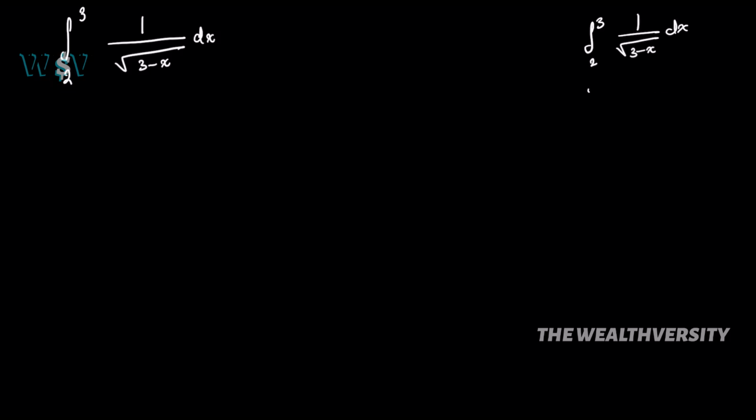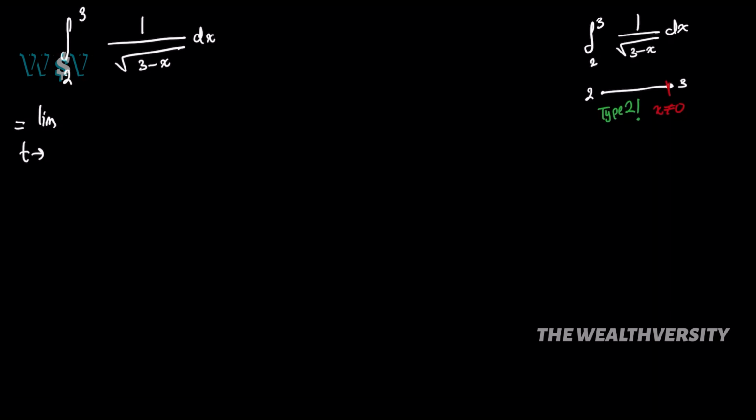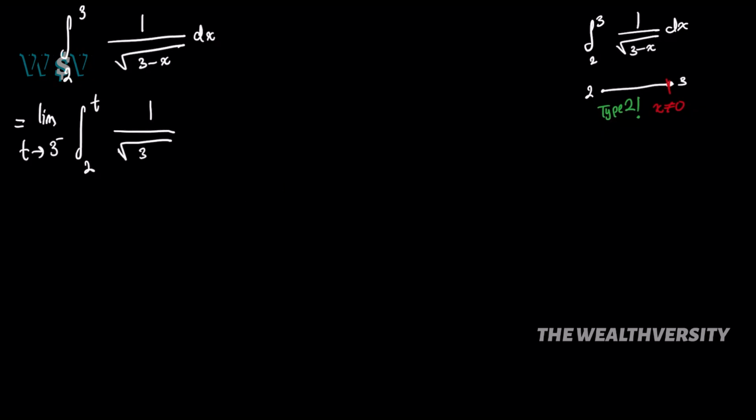Let's look at another example. We have the integral of 1 over the square root of 3 minus x from 2 to 3. We know that this integral is type 2 since x cannot equal 3, or else we will have 1 over 0. Since the discontinuity is at one of the endpoints, we do not have to split the integral into two parts. Instead, we will evaluate the limit as t approaches 3 from the left side for the integral of 1 over the square root of 3 minus x from 2 to t.